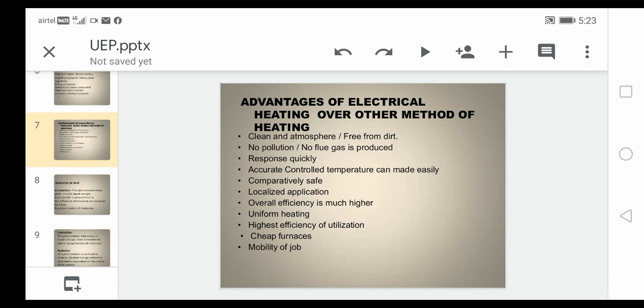Overall efficiency is much higher. Why? Because of uniform heating, high efficiency of utilization, and cheap furnaces. Mobility is another advantage: we can take an induction stove, electric heater, or electric kettle anywhere, and mobility is very easy. So these are the advantages of electric heating over other methods of heating.